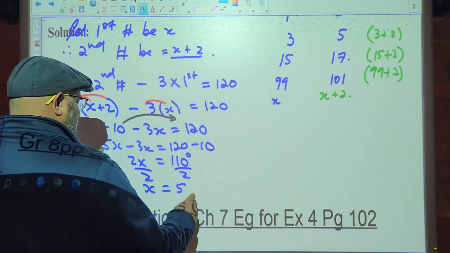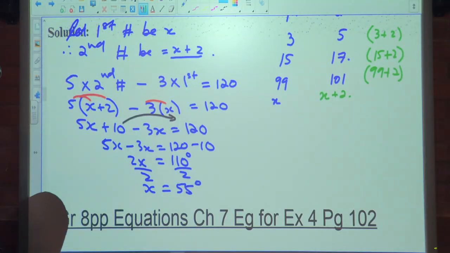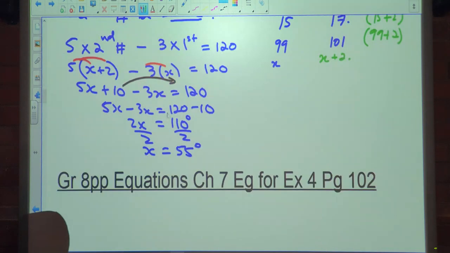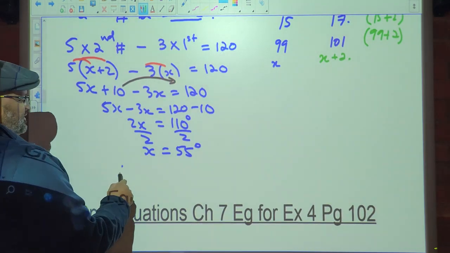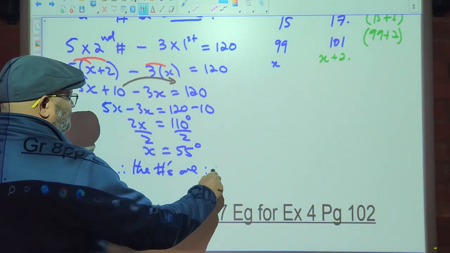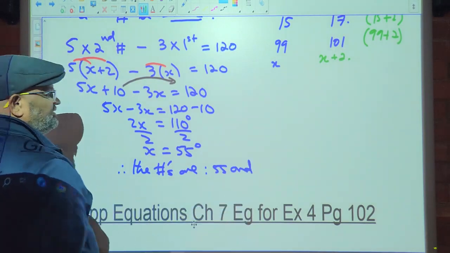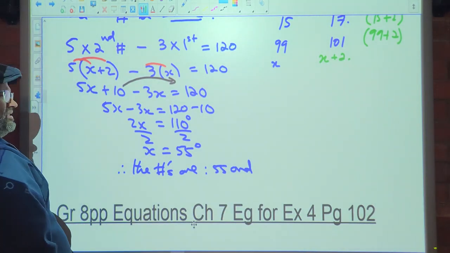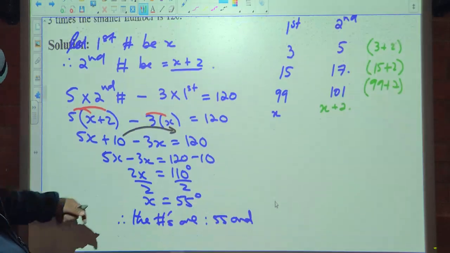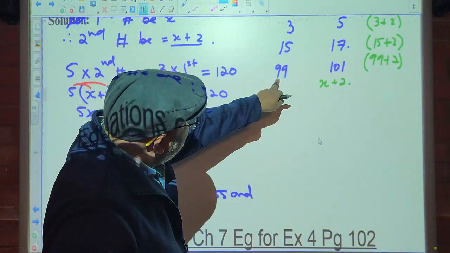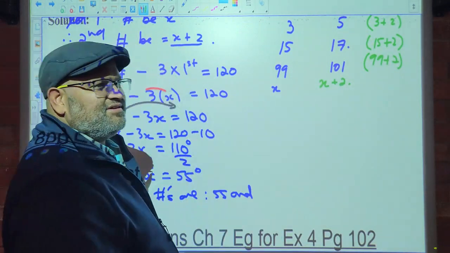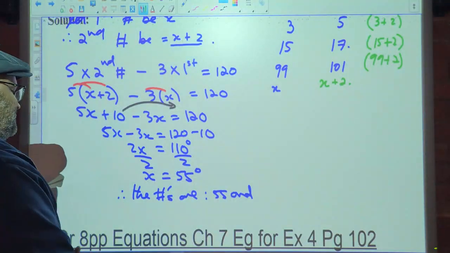We must answer the question. The question says, find the two consecutive odd numbers. So if the first number is 55, what's the next consecutive odd number? 55 plus 2, which is 57.